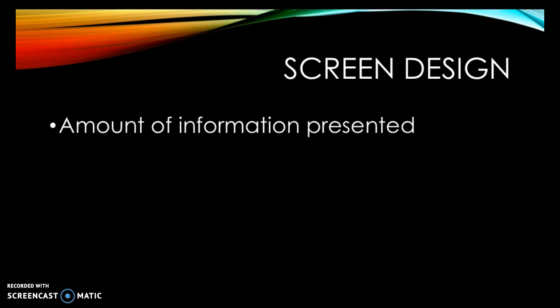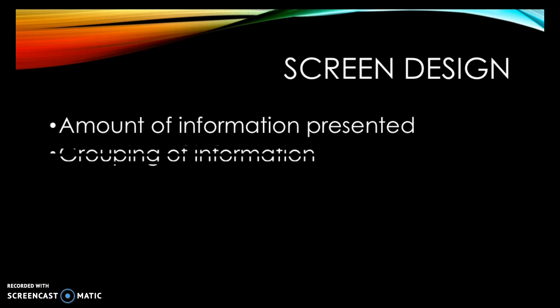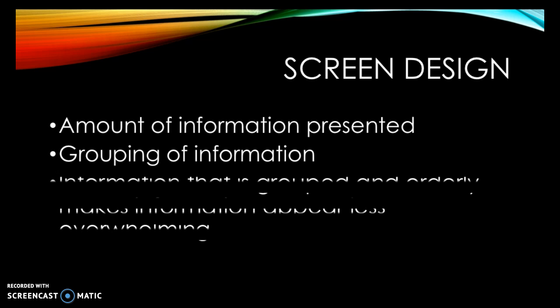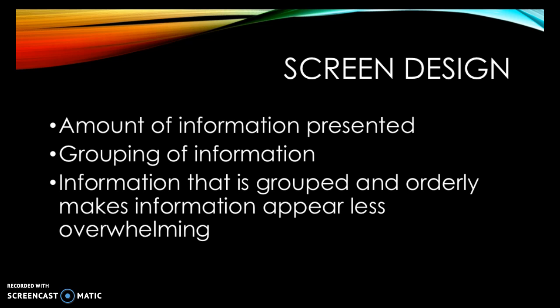Your screen design, it's the amount of information presented. Is there just too much on the screen? Grouping of information, does it make sense? Or is it just all smushed together and no one knows what you're talking about? And, the information is grouped and orderly. It's going to make your presentation less overwhelming for the person who is watching.